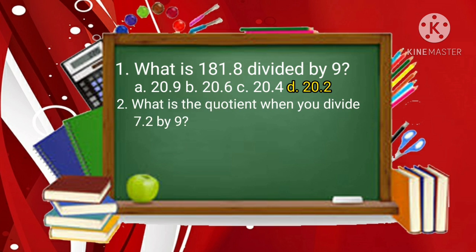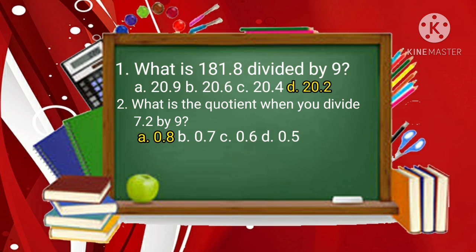Question number 2. What is the quotient when you divide 7 and 2 tenths by 9? A. 0 and 8 tenths. B. 0 and 7 tenths. C. 0 and 6 tenths. Or letter D. 0 and 5 tenths. You got it. The correct answer is letter A.